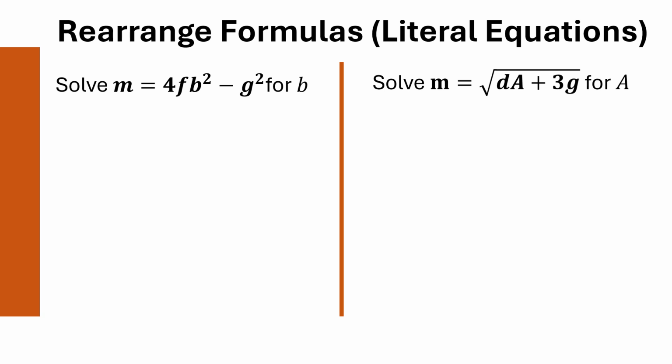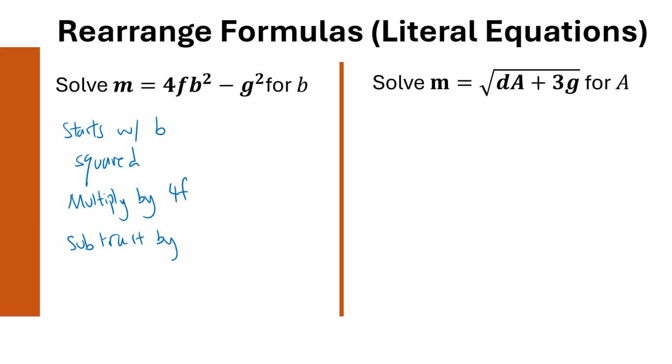For this last portion of the video, we are going to focus on the equations that have a square and a square root. So for the first equation, we're solving for b, so we're going to start with b. And this time, the b is being squared, so you have to mention that. So b is being squared, and then it's being multiplied by 4f, and then it's subtracted by g squared, and then it ends with m.